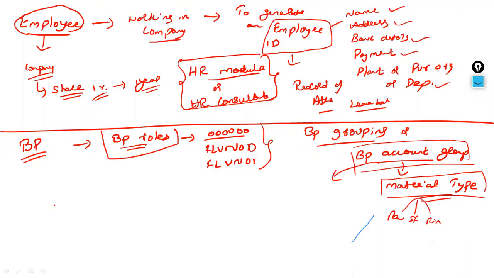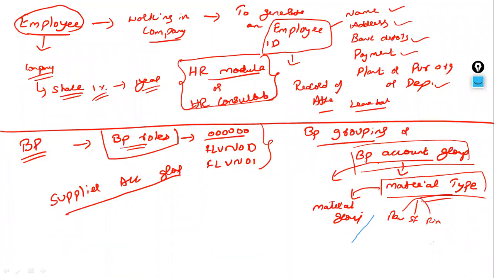The third one is supplier account group. This is one SAP terminology in BP. What is a supplier account group? You have material type, and similarly, we have material group. In the same way, in business partner, we have supplier account group. That is nothing but the material group.